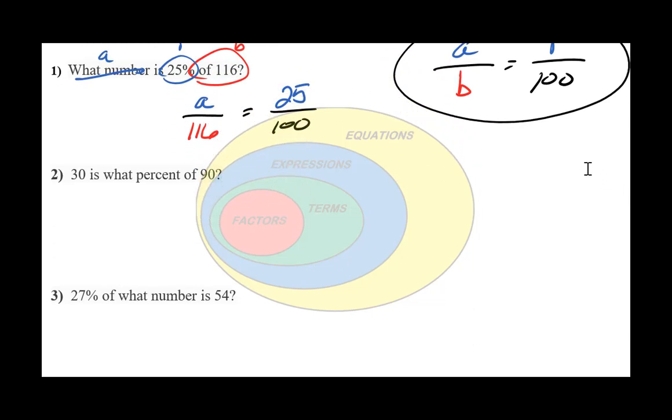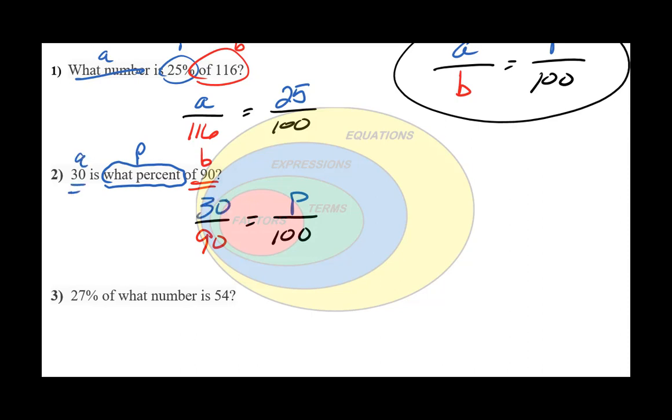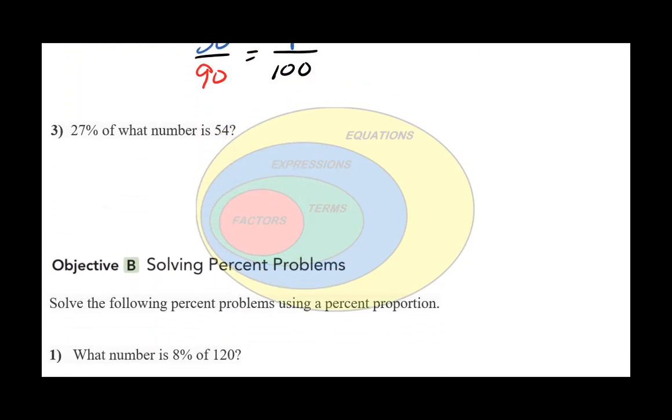30 is what percent of 90? Again, we set up our percent proportion. Now it's actually looking for what percent, so we're just going to replace that with P in our formula. Again, 30 is what percent of 90. Of 90 would be our base, and then 30 would be the amount, A. So this would translate to 30 over 90 equals P over 100. Again, it's just recognizing the different components in our proportion.